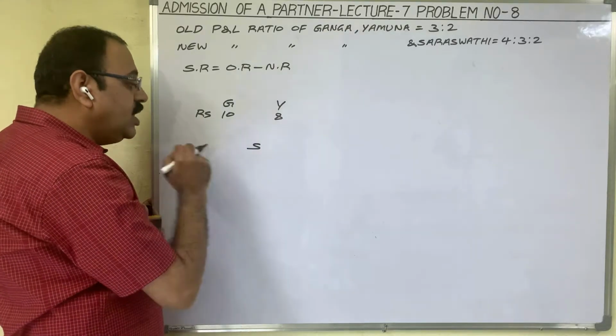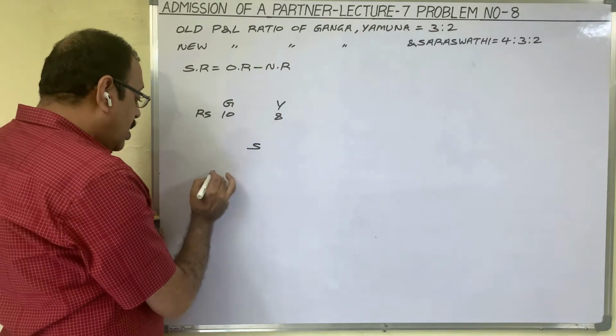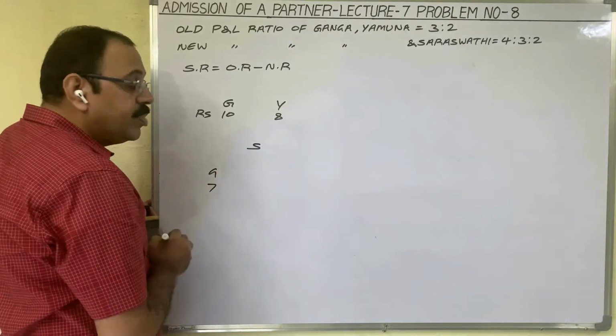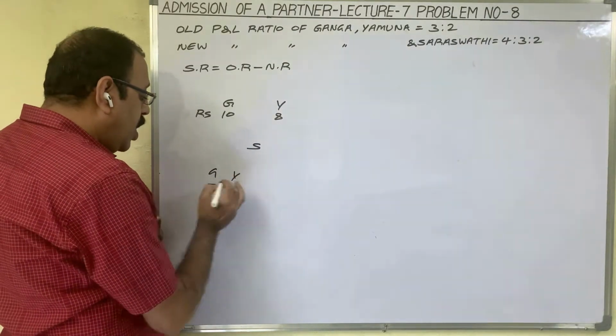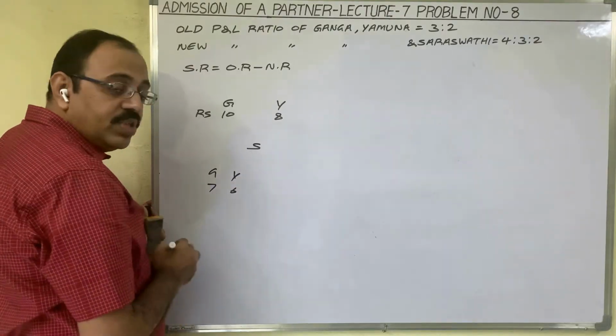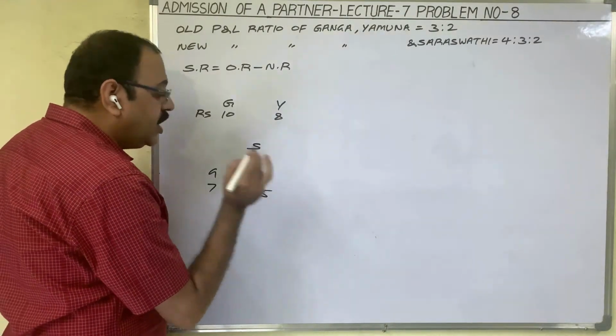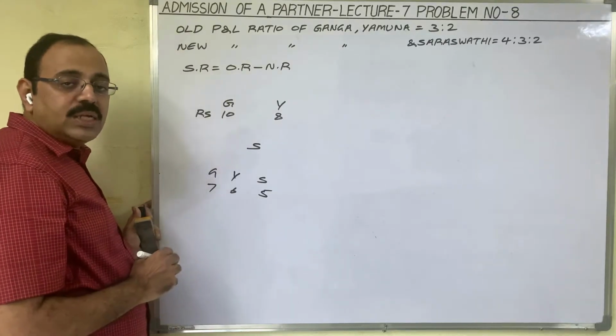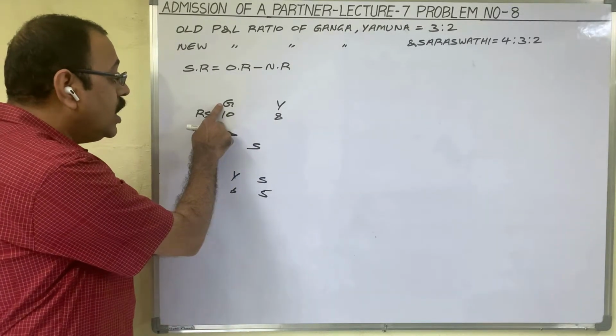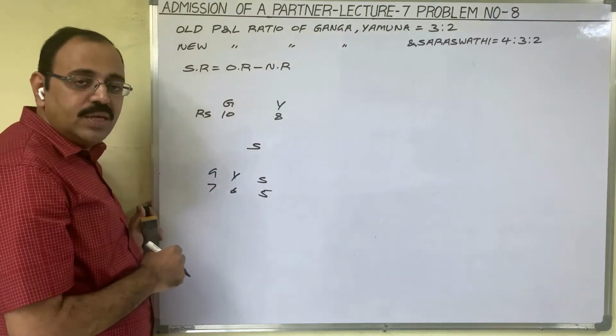Now, after this admission, Ganga has 7 rupees with her. Yamuna has 6 rupees with her. And Saraswati has 5 rupees with her. Now the question is, how much amount did Ganga sacrifice towards Saraswati?